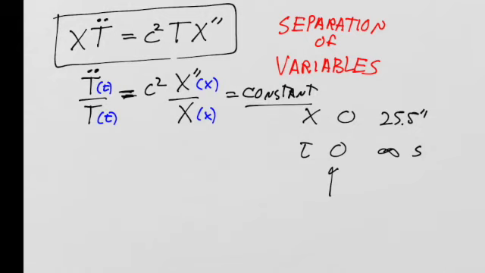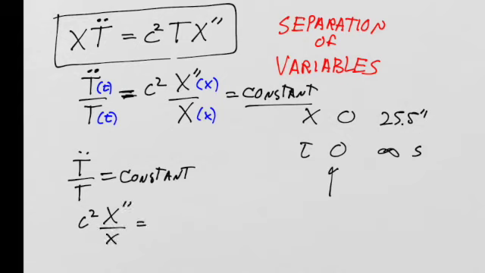So because of that, I can now write this as two separate expressions. And that's the whole magic here, right? I write t double prime over t equals a constant. And then I write c squared x double prime over x equals a constant.